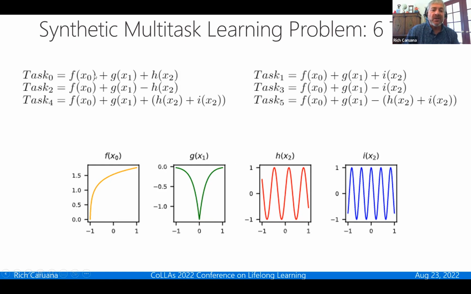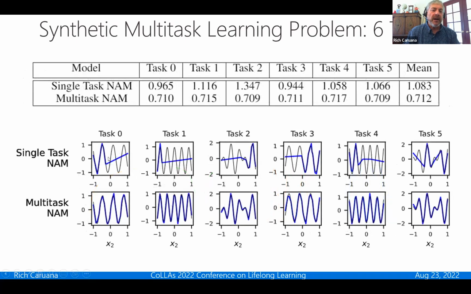Now we can train these tasks single task. We can just have one neural net learning task 0, another neural net learning task 1. And it's sort of a shame they weren't trained together, because task 0 and task 1 both share f of X0 and G of X1. So they would benefit from training together if they could.